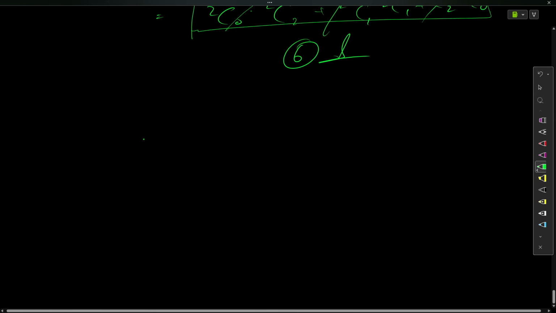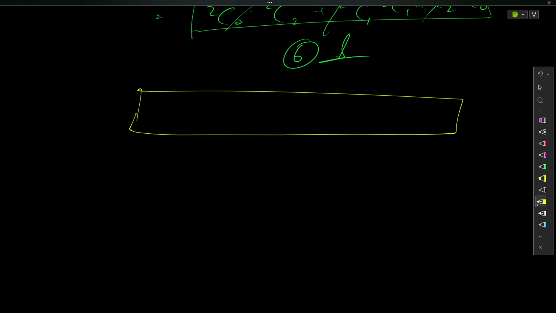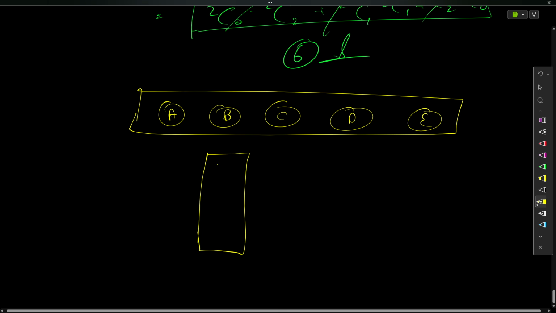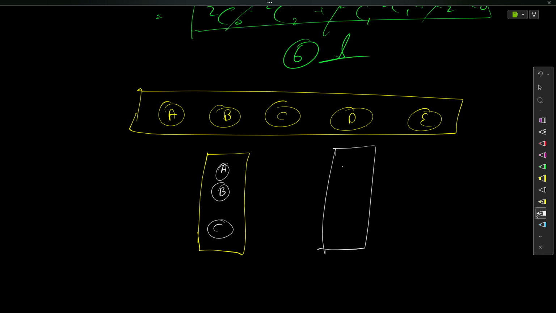Now, let's go with one more example. Let's say that I have a total of 5 balls: A, B, C, D, E. And on this part, I decided to keep 3 balls on the left hand side, so balls A, B, C. And on the right hand side, I decided to keep 2 balls, so D and E. Now this time it gets interesting.